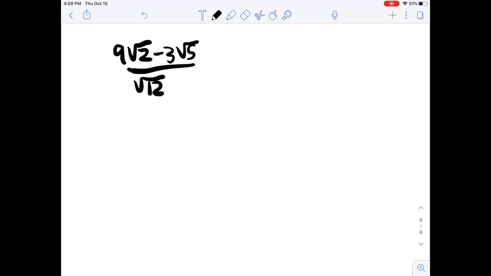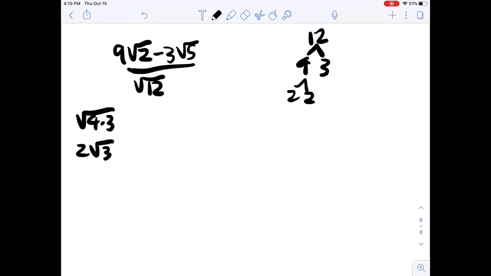So before rationalizing a denominator, we also need to check if the radical can be simplified first. So in other words, can it be written as a mixed radical? So if we look at the number 12, that's 4 times 3, but then 4 is 2 times 2. So this can be simplified to the square root of 4 times 3, which is 2 times the square root of 3. So we can rewrite this as 9 times the square root of 2 minus 3 times the square root of 5 over 2 times the square root of 3.